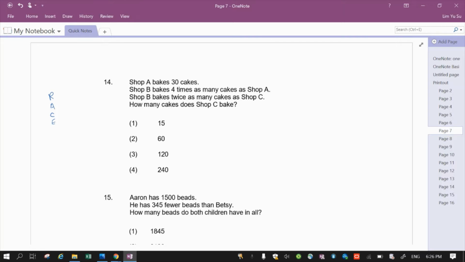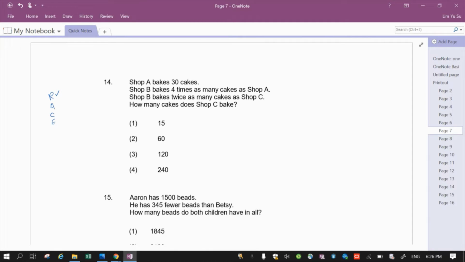Shop A bakes 30 cakes. Shop B bakes 4 times as many cakes as shop A. Shop B bakes twice as many cakes as shop C. How many cakes does shop C bake? So I read that the first time, and as I've explained earlier, those of us who are good at reading will probably be doing the annotation as you're reading for the second reading.